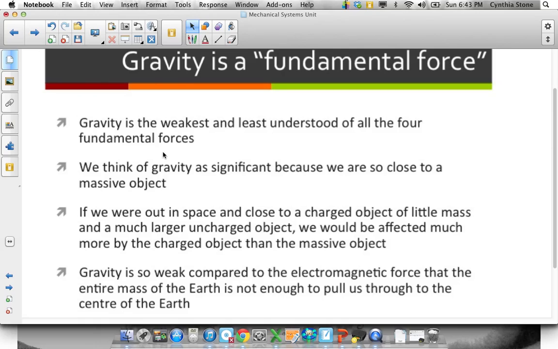The first reason is that there's an electrostatic repulsion between the electrons in your body and the electrons in the floor. Those electrons repel each other. That keeps us from falling through.